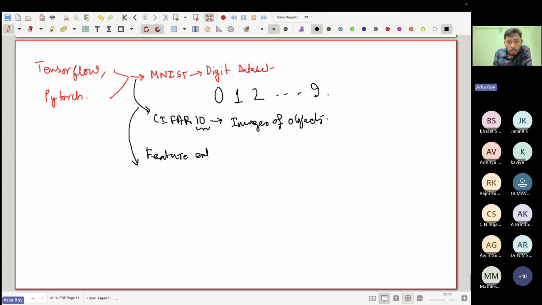Feature extraction itself is a very vast domain. So just to acquaint you with how to extract features from images, I have taken two different sorts of features. One is local binary pattern, and another one is filter-based features.